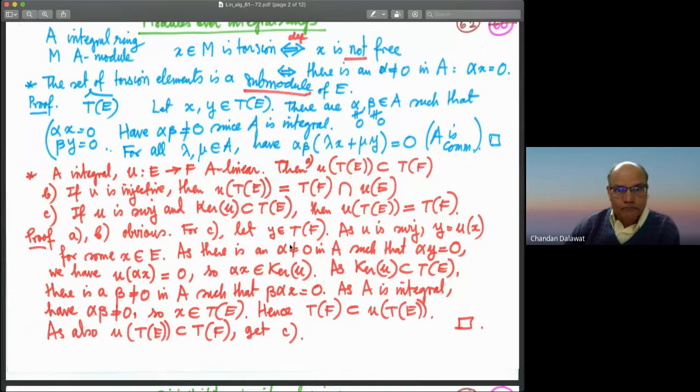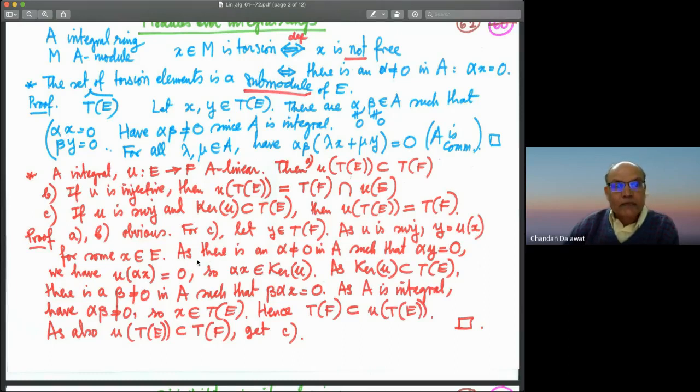So let's first prove that the restriction of U to the torsion subgroups is surjective. So we start with an element Y in the torsion subgroup of F. Because the map U is surjective, Y is equal to U of X for some X in E. I want to be able to find an X in T of E, but all I can do for the time being is that there's an X in E of which this Y is the image. Y is equal to U of X.